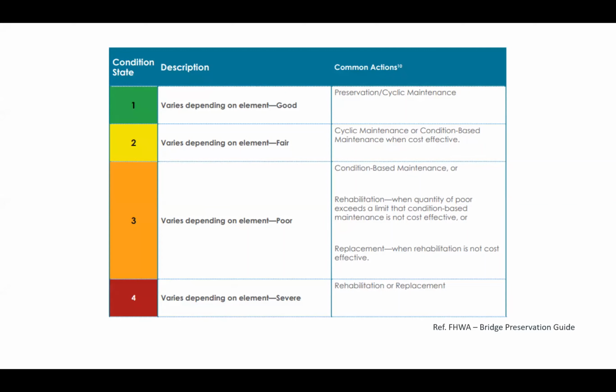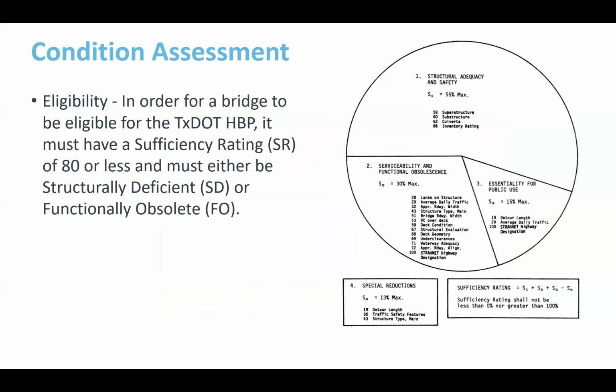If a particular part of an element is in condition state 3, it's considered poor. Now you're looking at condition-based maintenance, rehabilitation, or possibly replacement. So that could be replacement of a beam within a bridge, or replacement of the deck within the bridge. And lastly, if you get to severe, you're looking at rehabilitation or replacement. So that's pretty much the worst category that you can be in.